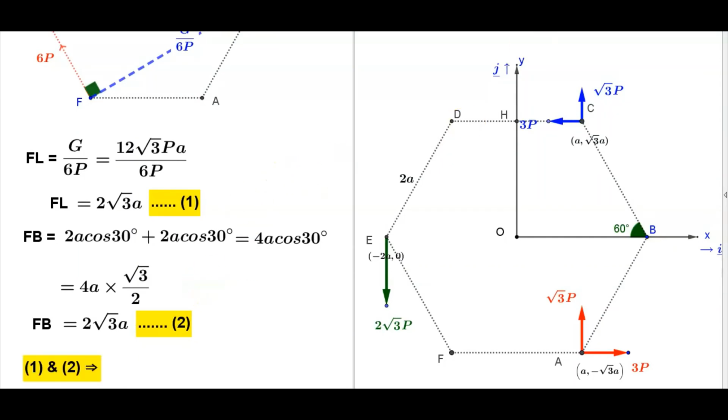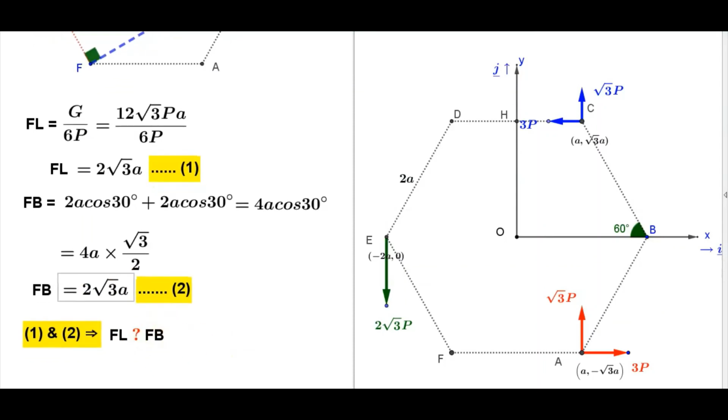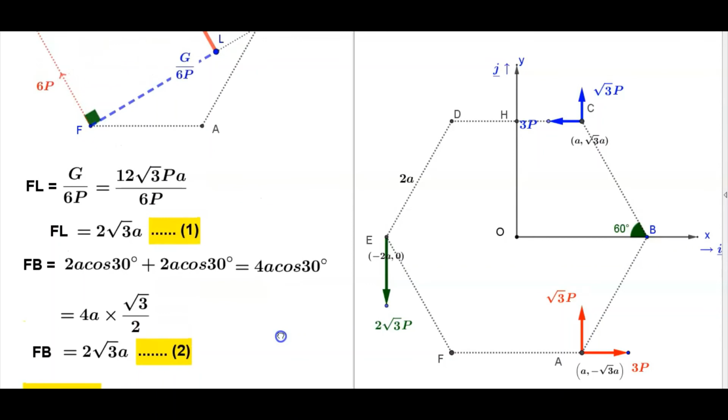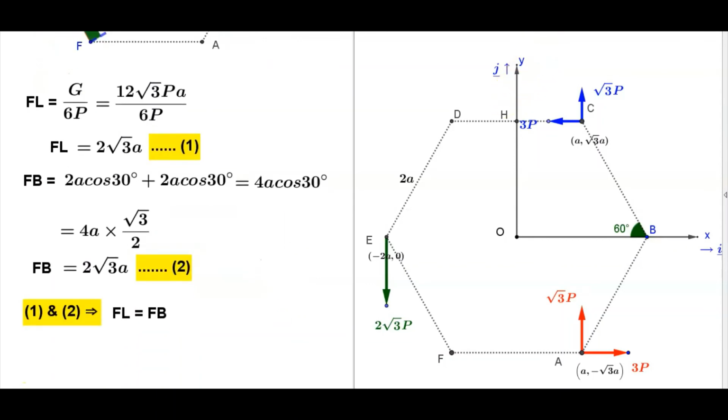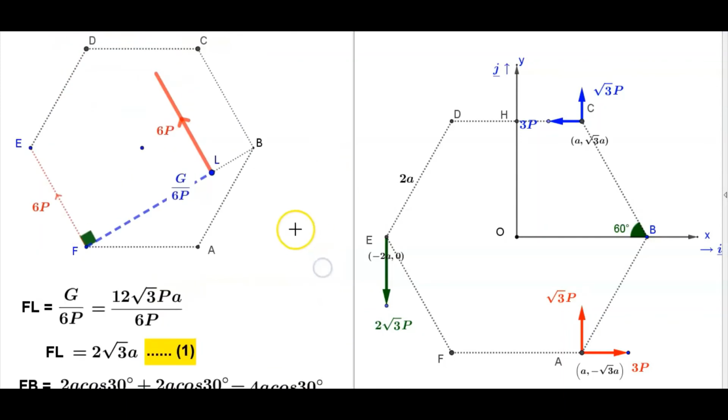From 1 and 2, what can we say? Compare the distance FL and FB. Here FL is 2 root 3a, FB is 2 root 3a. Then what is the relationship between FL and FB? FL is equal to FB. Therefore, FL is equal to FB means L might be here.